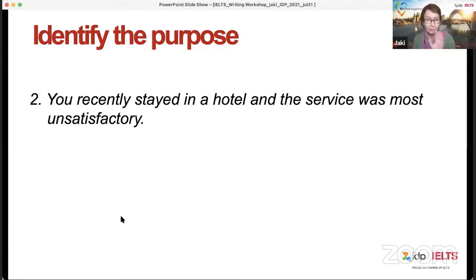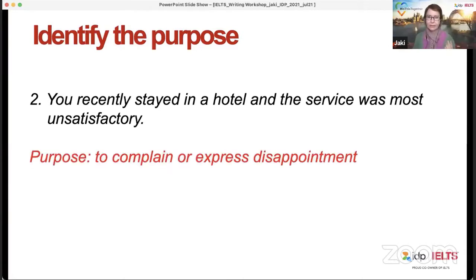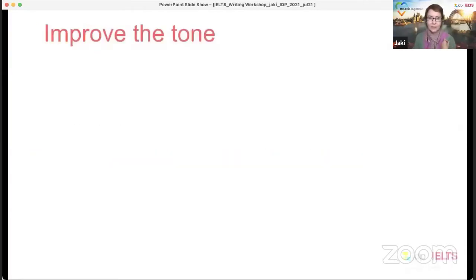But be careful when you complain. It has to sound real, like you can't be over the top. You won't get a good score. It has to sound real. Okay, so thinking about the tone, because the tone is really important.